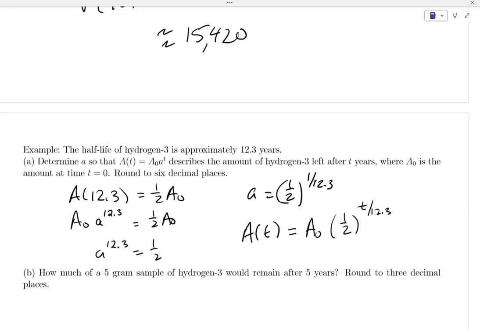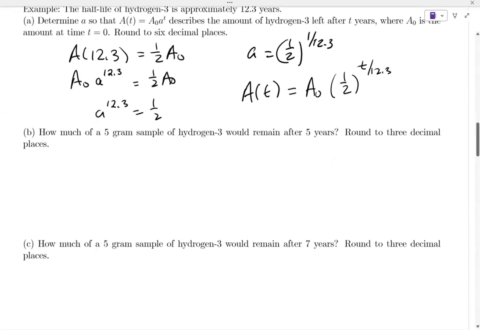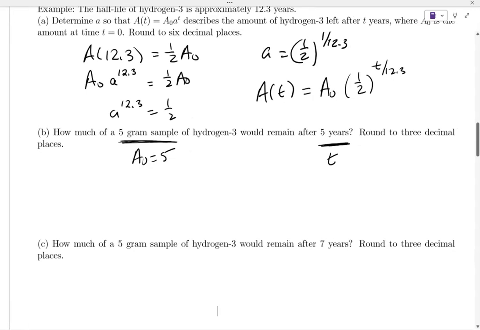All right, so in part B, now that we have the form of the function, it says how much of a 5-gram sample is left in 5 years. So we have a 5-gram sample. What number does that represent? The A naught. Yeah, this is your initial amount, so that will be your A naught. This is what we're going to plug in for T. So we want A of 5 in this case. So that would be 5 times 1/2 to the 5 divided by 12.3.